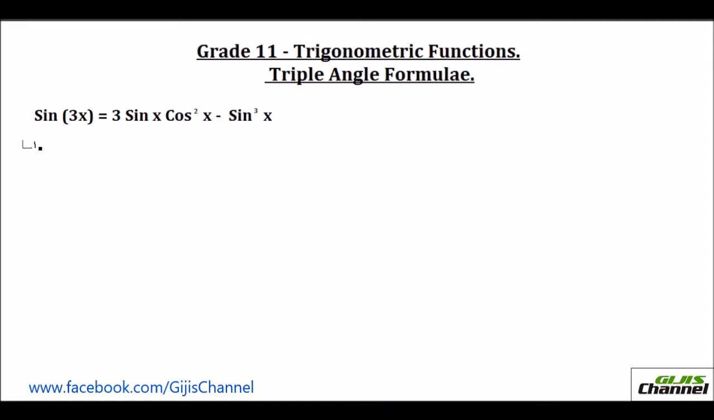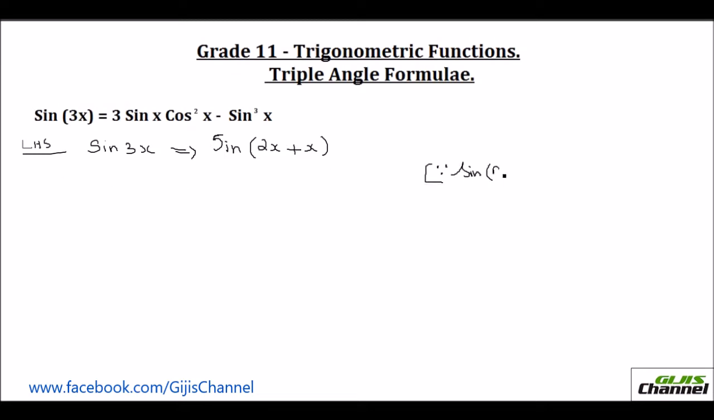I would take the left hand side. So the left hand side is sine 3x. I would represent sine of 3x as sine of 2x plus x, okay? The 3x I can put as 2x plus x. So this is of the form sine a plus b, right? So what is the formula for sine a plus b?